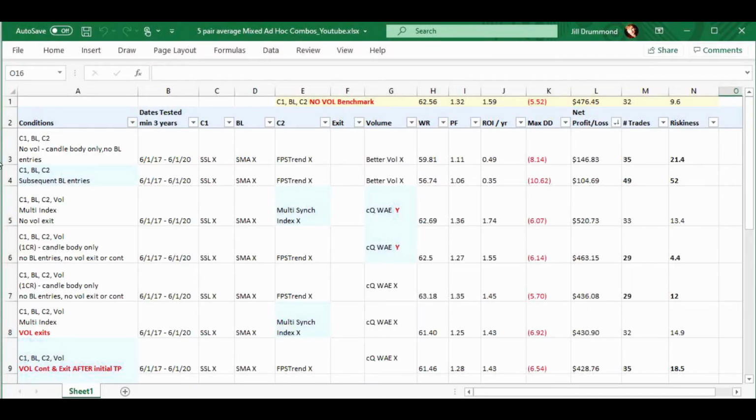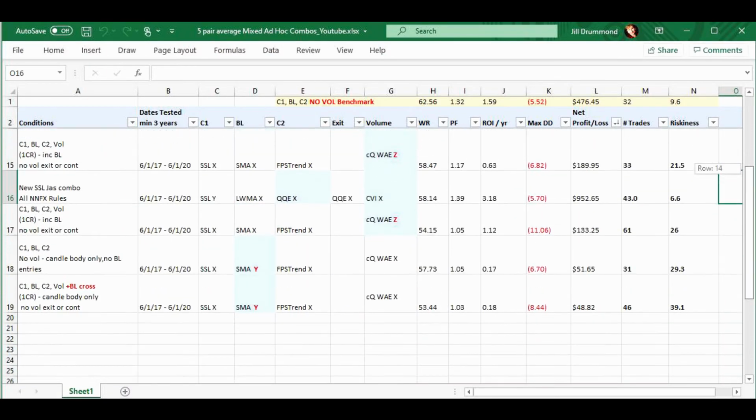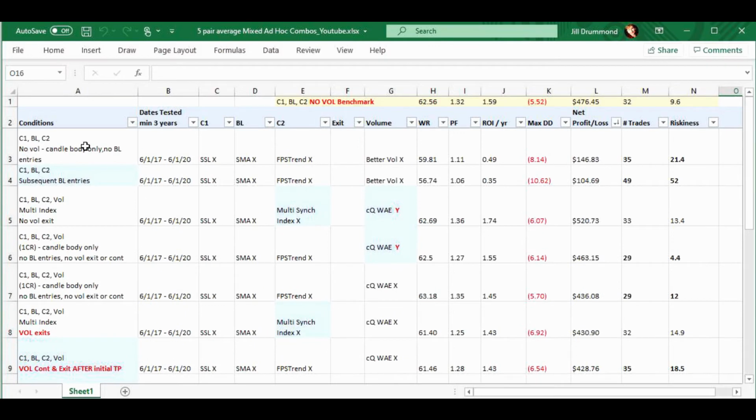Now each one of these tests that you see on this spreadsheet, and look at all those, represents a different combination of indicators, and this is the average across the 5 benchmark pairs, being backtested across those 5 benchmark pairs, as VP suggests. So each one of these had 5 tests minimum, some of them even more. So here was the issue.